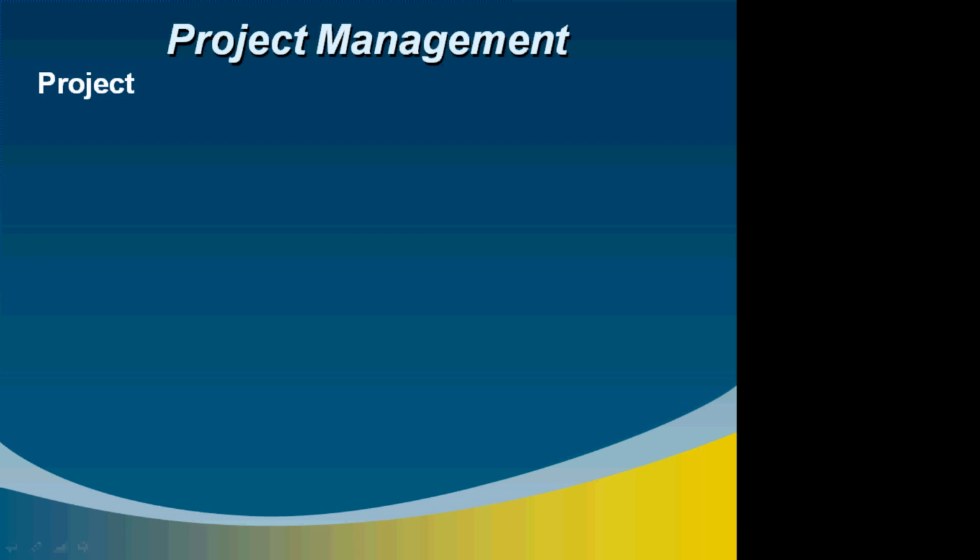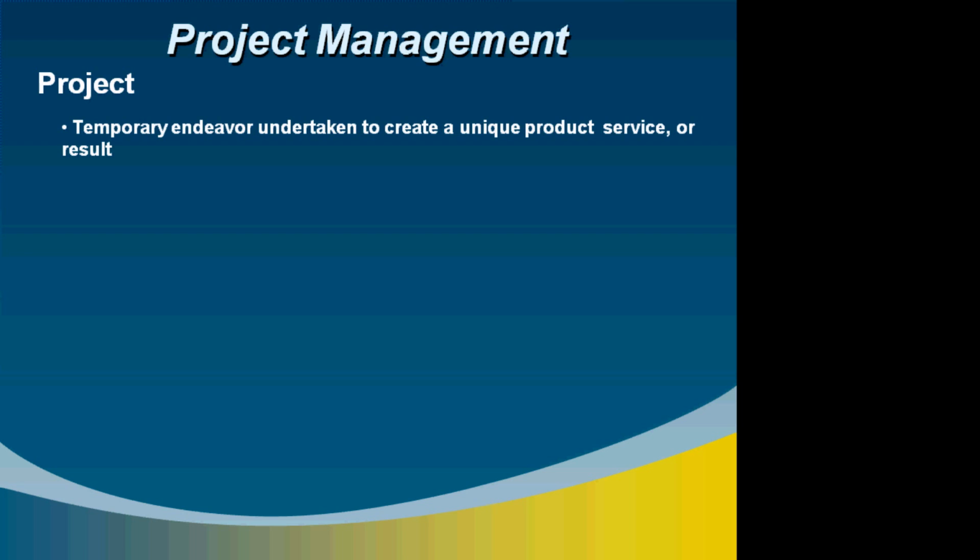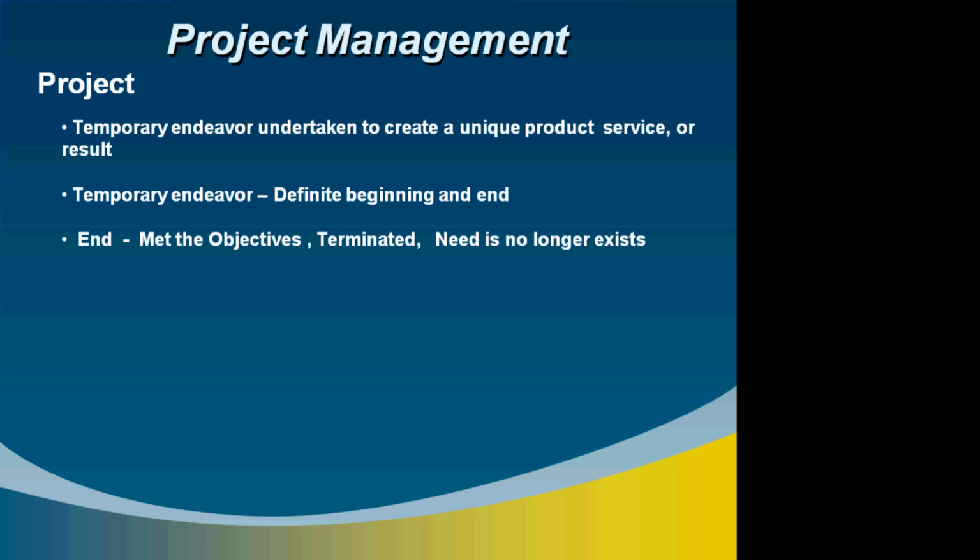Project. What is a project? According to the PM book, a project is a temporary endeavor undertaken to create a unique product, service or result. Let us understand what a temporary endeavor is here. It means that the project has a definite beginning and end. End means the project has met the objectives, or it is terminated for many reasons, or the project itself is no longer needed.